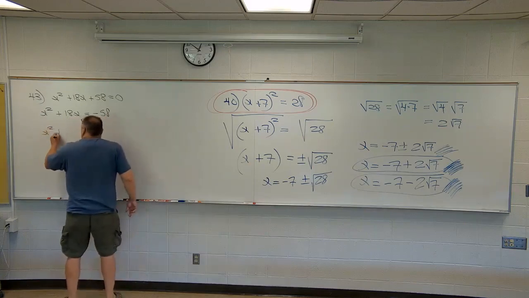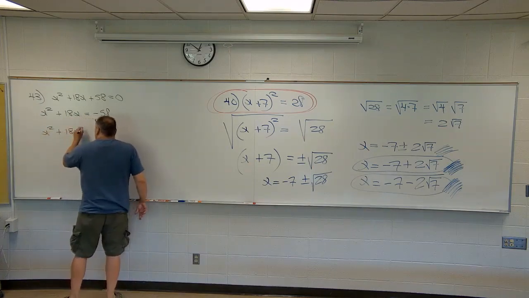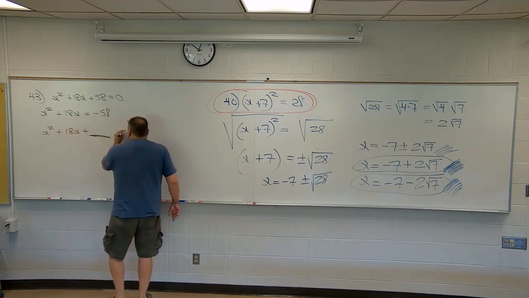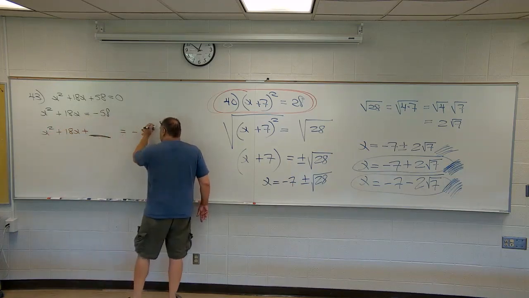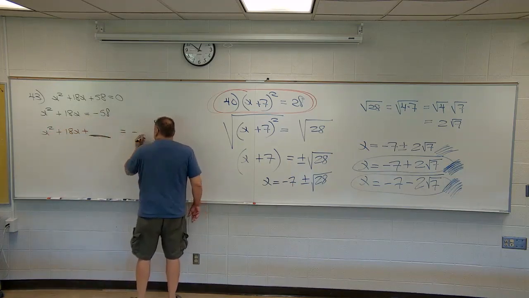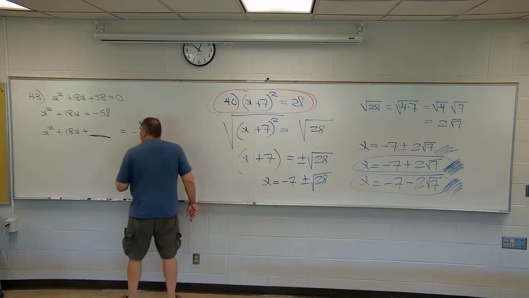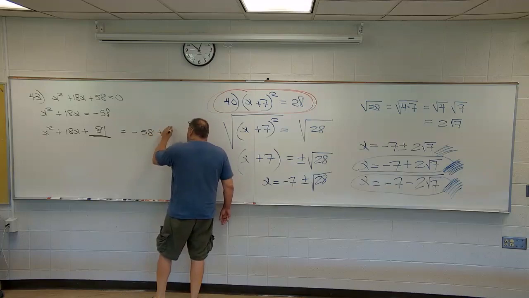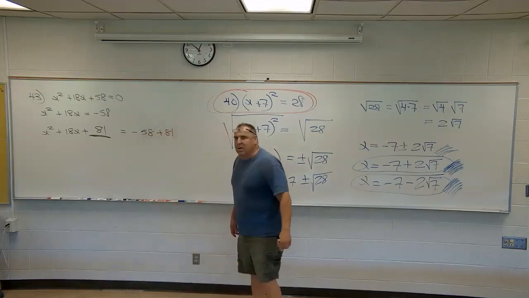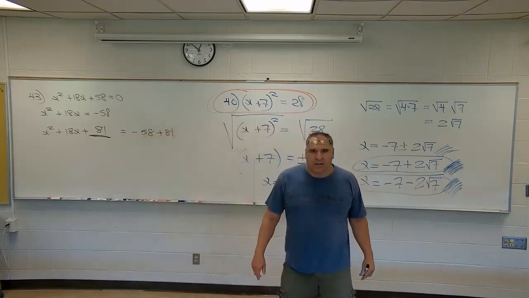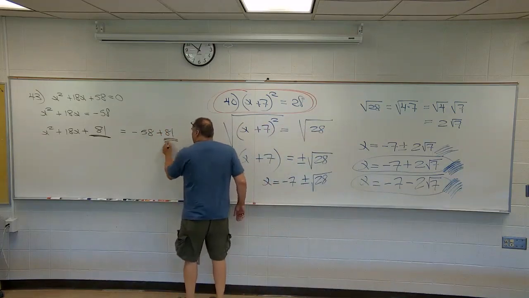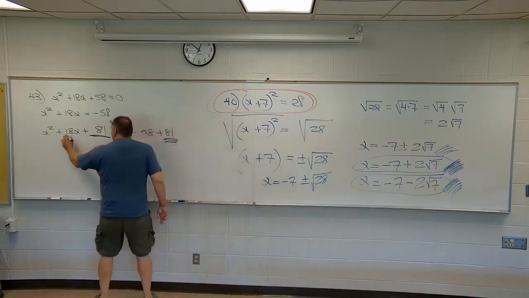So let me take this guy, and because it wasn't there, there was a 0 there initially, I'm going to add 81. It wasn't there to begin with. If I add 81 to one side, I've got to add 81 to the other side. Now, what's this 81? What's so big about the 81? That's a perfect square.